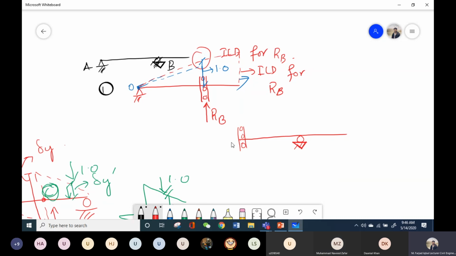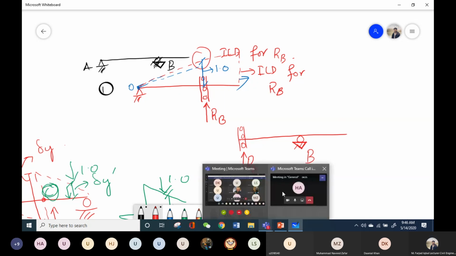We need to remove that support, apply the load at RA, and plot the deflected shape. So what will the deflected shape look like? Just don't think about any concept. Just apply the physical phenomena. Just consider that this is a pen which is supported at this point, and you are applying a force at this A point. So how will the deflected shape look like? Anyone?